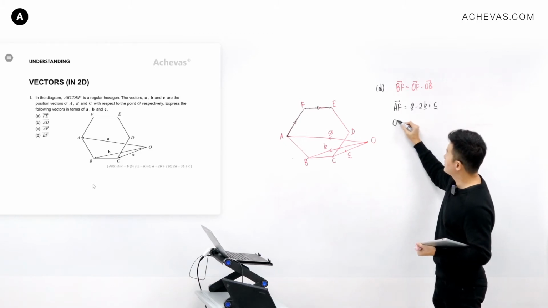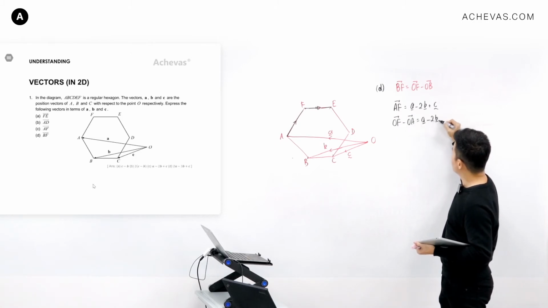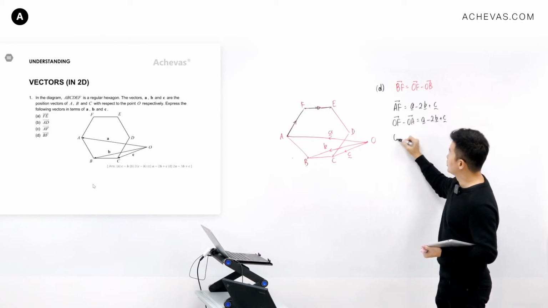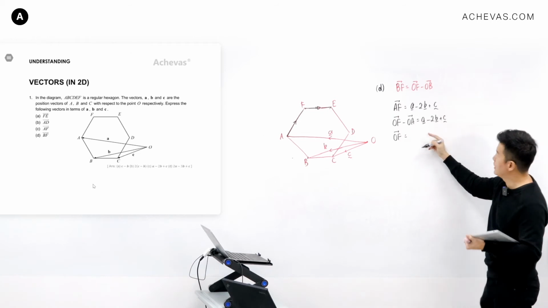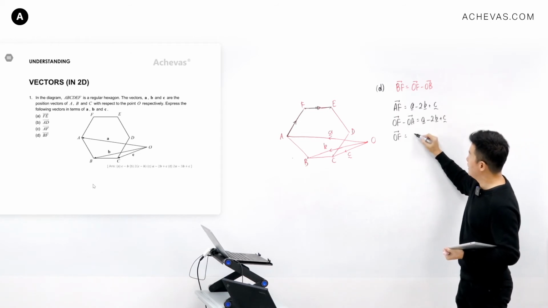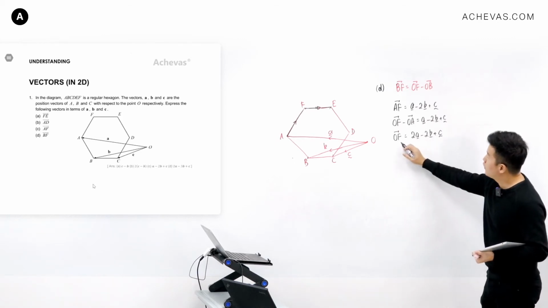And AF can be expressed as OF minus OA. And this is A minus 2B plus C. So OF is going to be equal to this. If I were to shift it over to the right hand side, it is going to be A plus A, so 2A minus 2B plus C. And now we have OF.